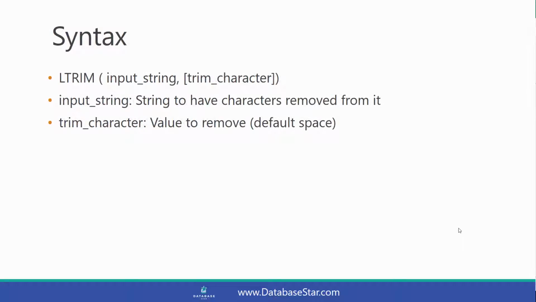The syntax of LTRIM is shown here. The first parameter is the input string, and it's a string that you want the characters removed from. The second parameter is the trim character. It's optional, and it's the value that you want to remove from the input string. If you don't specify it, it uses a space character. Let's take a look at some examples.